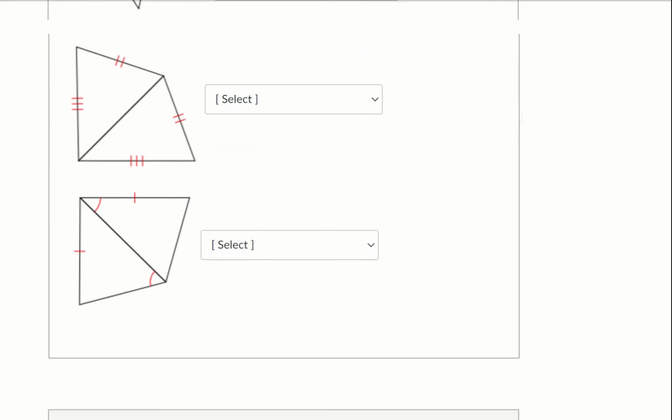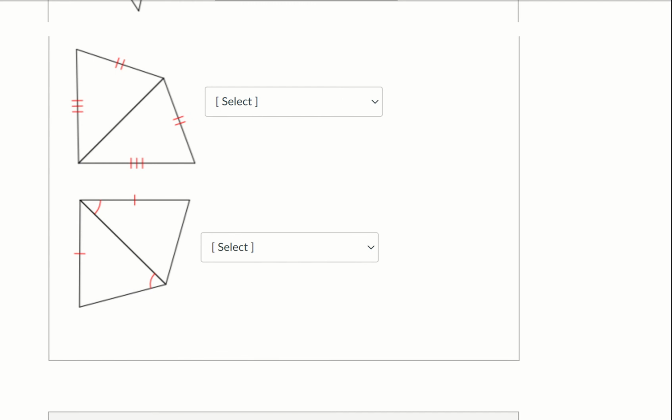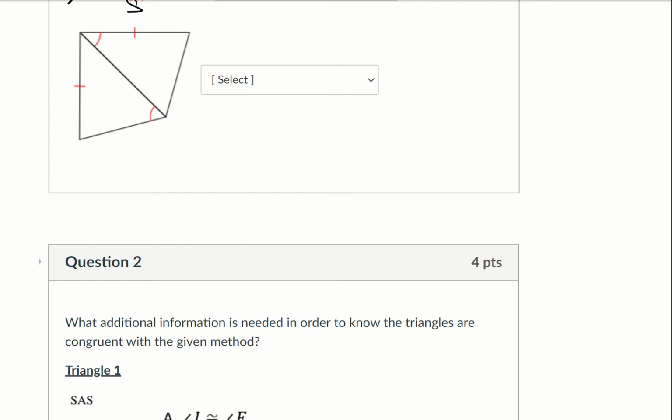All right, so for this one, this side corresponds to this side, which corresponds to this side, and then by the reflexive property, this side corresponds to itself. And so both triangles are SSS, and so this is the SSS congruence criteria.